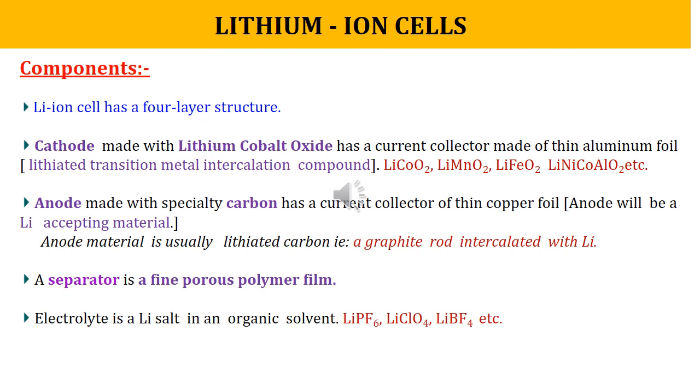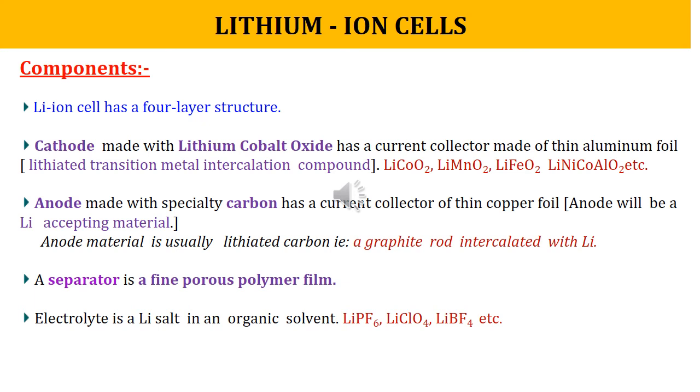Next we can see the components of the lithium ion cell in detail. It mainly consists of 4 layers. First layer is the cathode, and it is mainly made from transition metal oxide. In the transition metal oxide, lithium ion is embedded, and that process is known as intercalation, and you get a lithiated transition metal oxide intercalation compound. Examples are LiMnO2, LiCoO2, etc. Anode is mainly made from carbon, that is graphite.